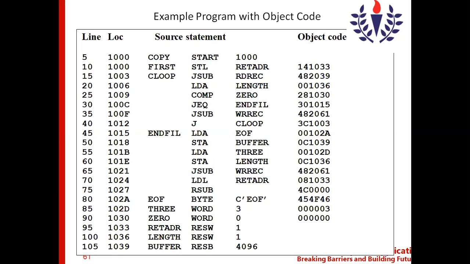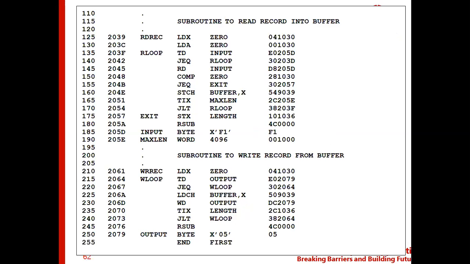Similarly, in the next line, line number 100, again we have reserve word 1. 1 represents one single word. And if you look at 105, there we have reserve byte. Reserve byte is used to represent the number of bytes of storage reserved for the label BUFFER. The same thing we can see in line numbers 185, 190, and also the byte in line number 250.